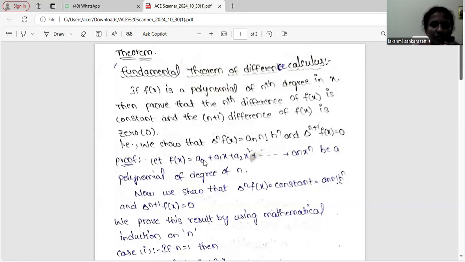Consider a polynomial f of x of degree n in x, which is f of x equal to a0 plus a1x plus a2x square plus and so on plus an x power n, which is a polynomial of degree n in indeterminate x. Now we show that for this polynomial, the nth order difference is constant, and that constant is in the form of an into n factorial into h power n. And the n plus 1th difference of f of x is 0.